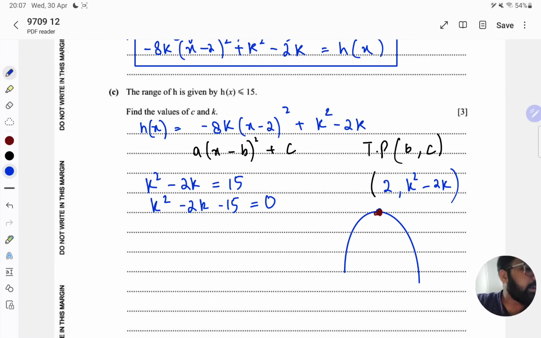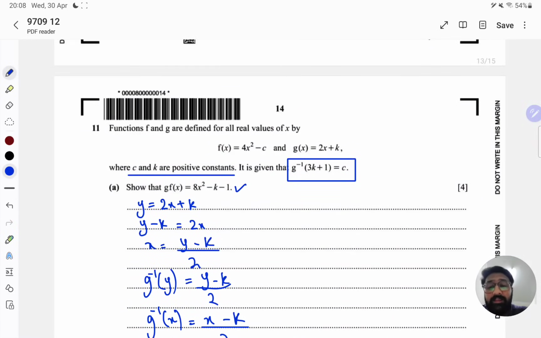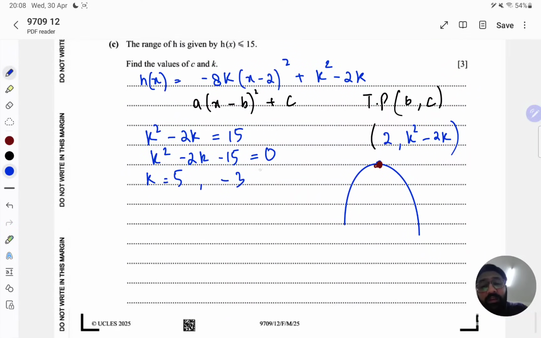I can figure out the value of k, from 1, −2, −15. One value for k will be 5, and the other value for k will be −3. I'm sure he must have mentioned something in the question. Yes, he said that k and c are both positive, so the negative value is not possible. We will reject that negative value.